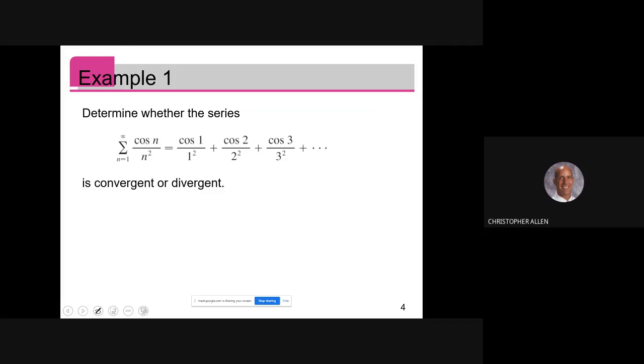I'd like you to think about it right now. In fact, if you've got your calculator, get your calculator out. I want you to plug in some values here, because this is an interesting one. So we're asked to find the sum from n equaling 1 to infinity of cosine n over n squared. So for n equals 1, that'd be cosine 1 over 1 squared plus cosine 2 over, anyways, you get the idea. Let's throw in some of the values there.